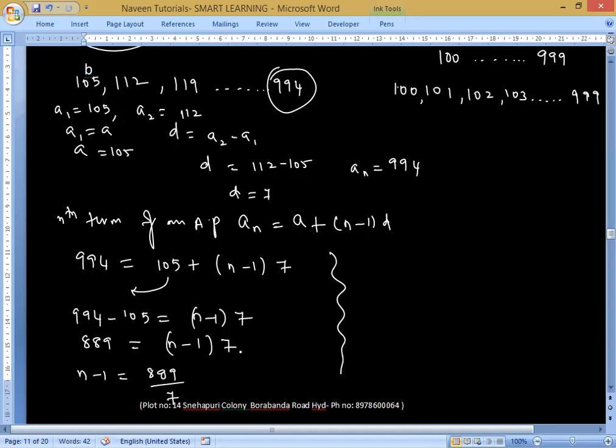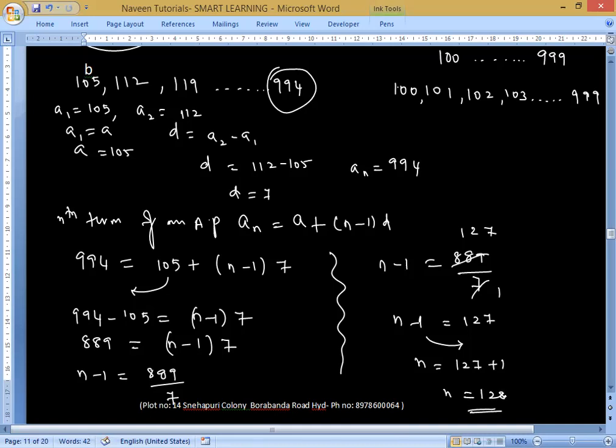So N minus 1 is equal to 889 by 7. 7 ones are 7. 1 will be remaining. Again 7 twos are 14, then again 4 will be remaining. 7 sevens are 49. So N minus 1 is equal to 127. So minus 1 moving out, N is equal to 127 plus 1. N is equal to 128. Any doubts, everyone? No, sir.